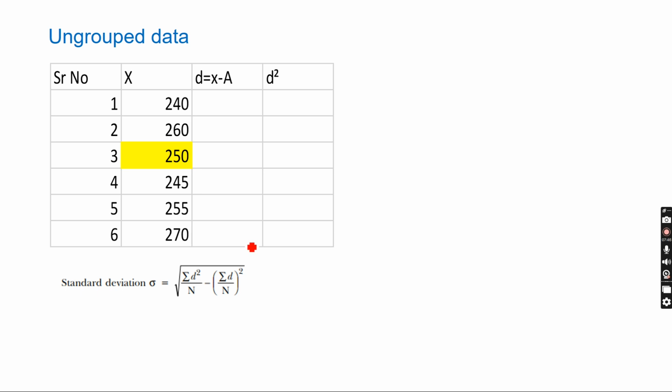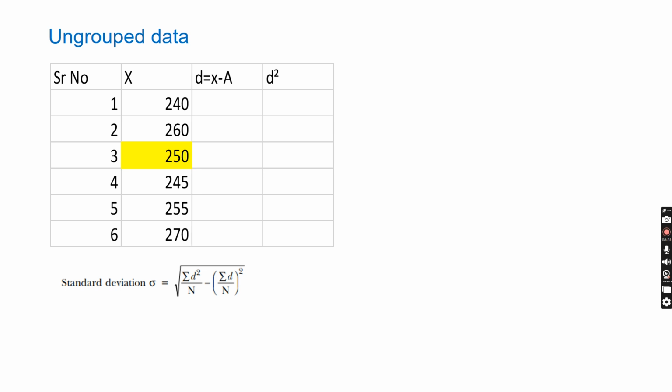I have put up data on the earnings of 6 employees. Their earnings range from say 240 rupees to 270 rupees. So these are the earnings of 6 employees. We want to understand what will be their mean and what is the dispersion. Now, the simple method would be to calculate the total of all of these and then divide it by 6 to calculate the mean. But in this case, we will use the assumed mean method.